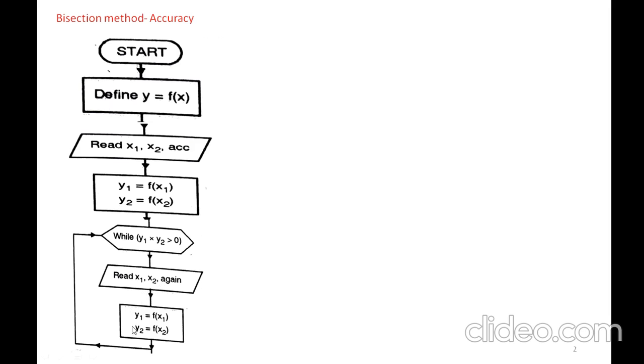Then again calculate y1 and y2 and again cross check whether y1 into y2 is less than 0 or greater than 0. This loop continues until the value of y1 into y2 is less than 0.